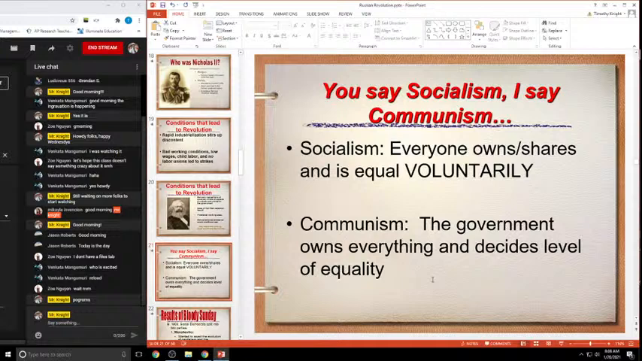We all appreciate the Postal Service. We all like having police and fire service when we need them. We like having public schools. All of these are paid for, but we all volunteer to pay for those things through our tax dollars via voting. And if people wanted to get rid of those aspects, they could hold a vote and get rid of them. But that's the difference between socialism and communism, because in communism, the government owns everything and decides what is equal.